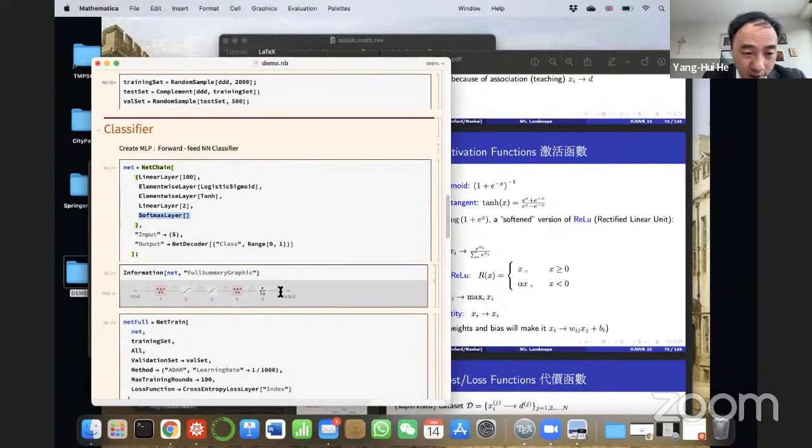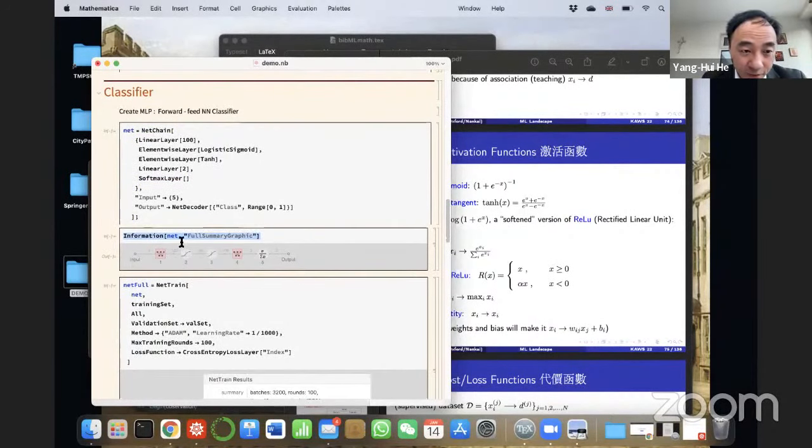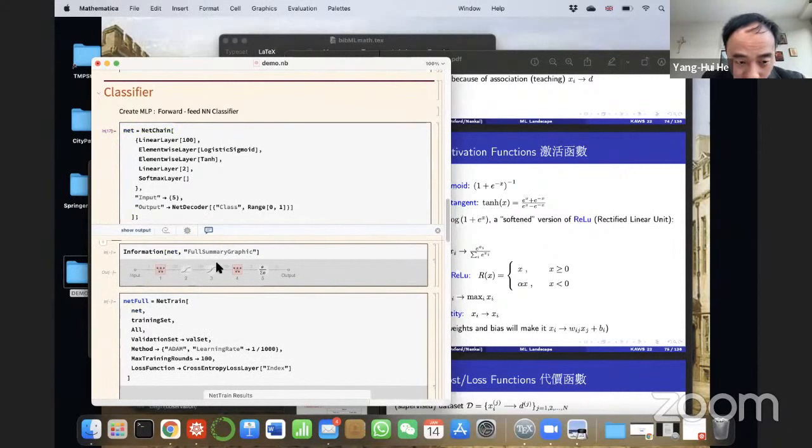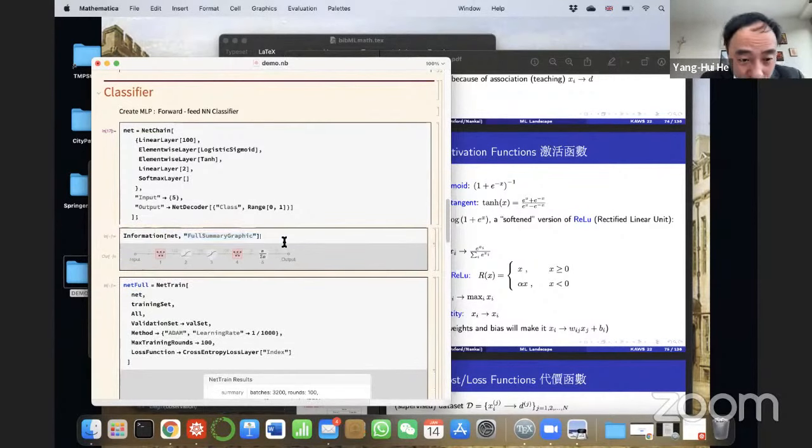So that's it. A wonderful thing you can use is called the Information command, which plots for you. The Information command will tell you everything about net. In fact, the Information command is a new command that's existed since Mathematica 12.0 plus. It gives you information about any structure, but in particular, it gives you the structure of this network, and the full summary graphic gives you actually the structure of this feed-forward neural network.